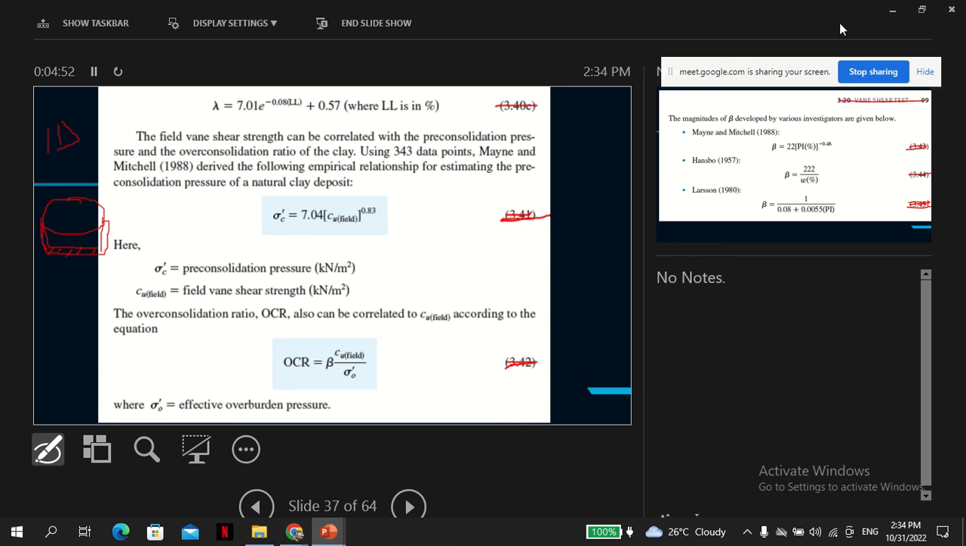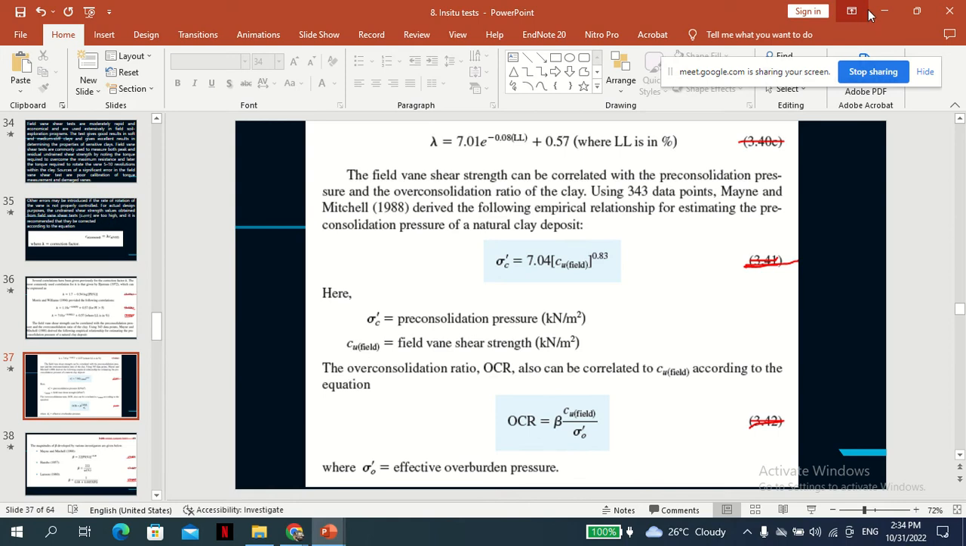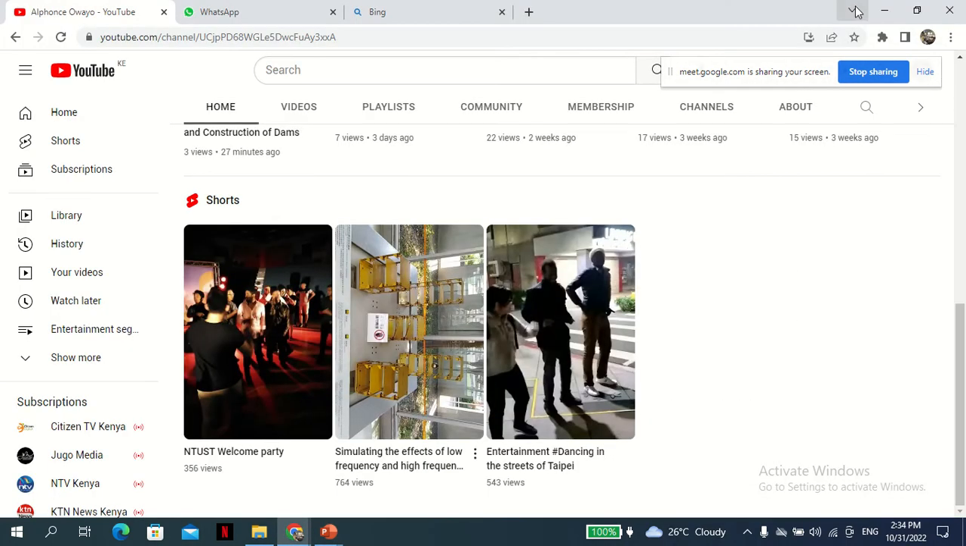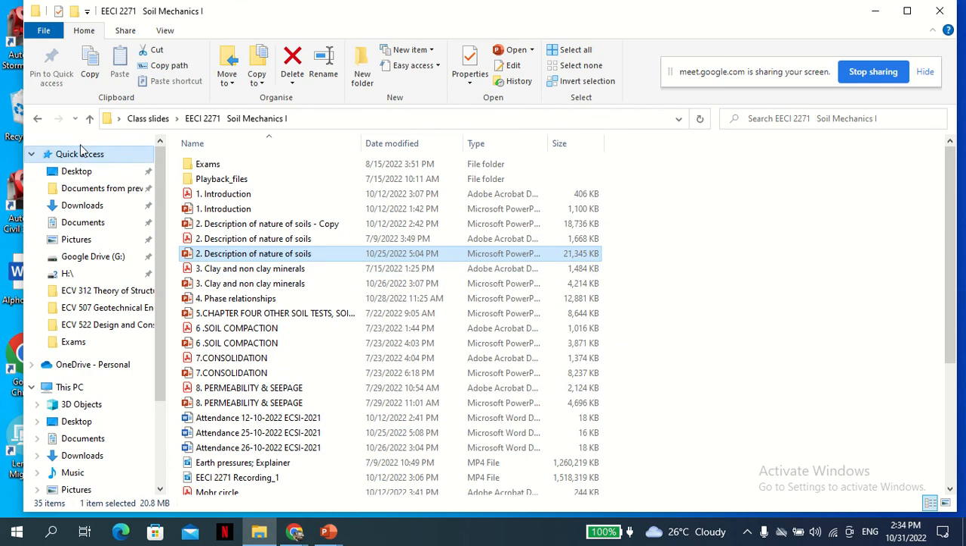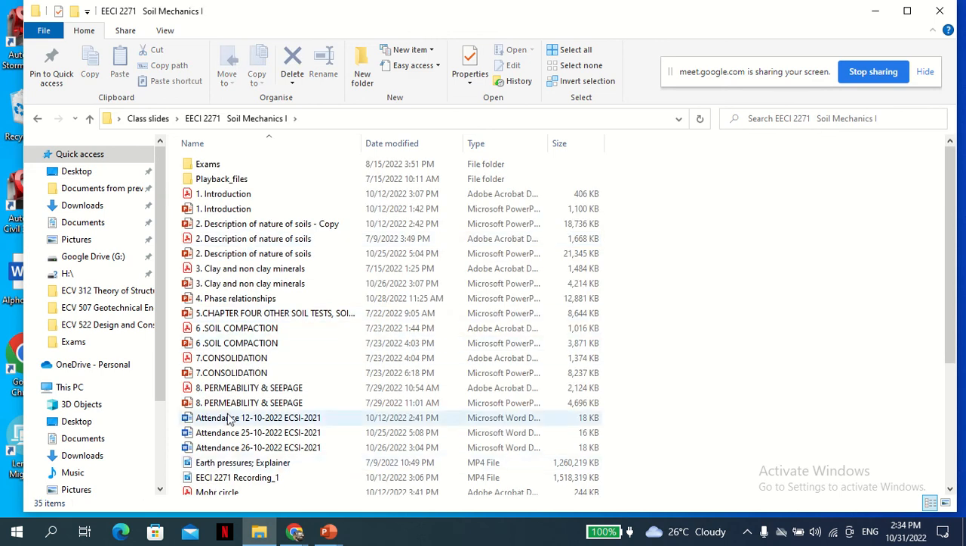I don't know why I'm doing this. I think there should be some notes that can bring clarity onto the 1D consolidation test, I believe is here.